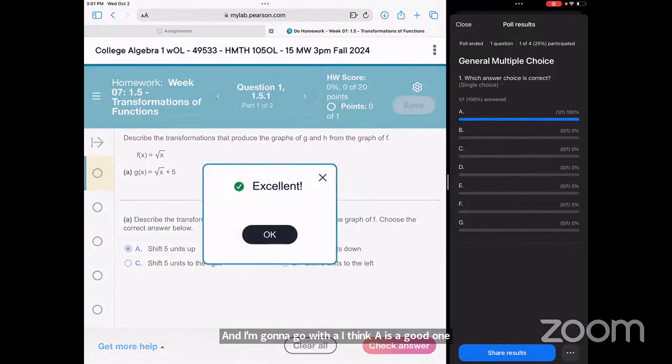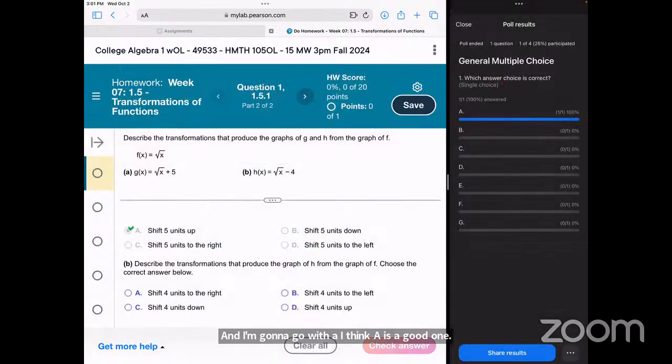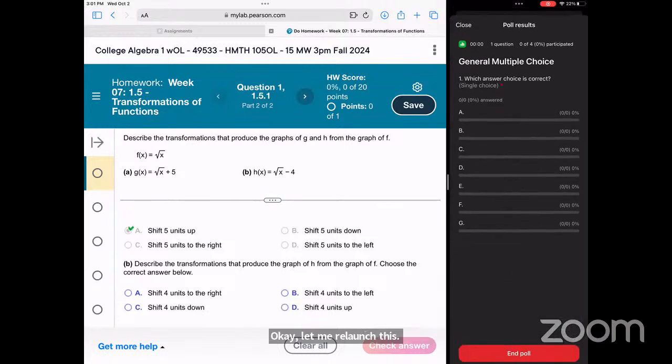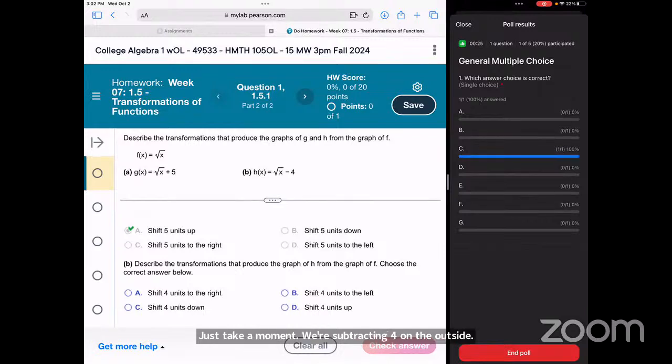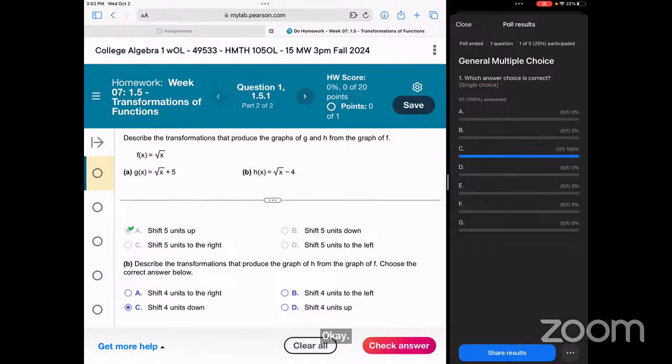Okay. Let me relaunch this. And then for B, we're subtracting 4 on the outside. So is that going to shift the original graph 4 units to the right? B, is it going to shift 4 units to the left? C, will it shift 4 units down? Or D, will it shift 4 units up? Just take a moment. We're subtracting 4 on the outside. Okay. So I think C is correct. Let me close this.